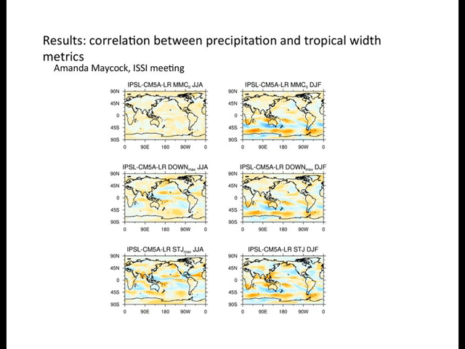this is from Amanda Maycock, actually at the ISSI meeting, but I thought it was really interesting for my focus area. You've got JJA on the left, DJF on the right, and each row is the correlation between precipitation and some different metric for the width of the tropics, whether that's the stream function, the top row, the strongest downwelling, strongest downward velocities in the subtropics, or the bottom one, the separation of the subtropical jets. And broadly speaking, the regional patterns are pretty similar, but you can spot differences in the regional response depending on which zonal mean metric you pick.